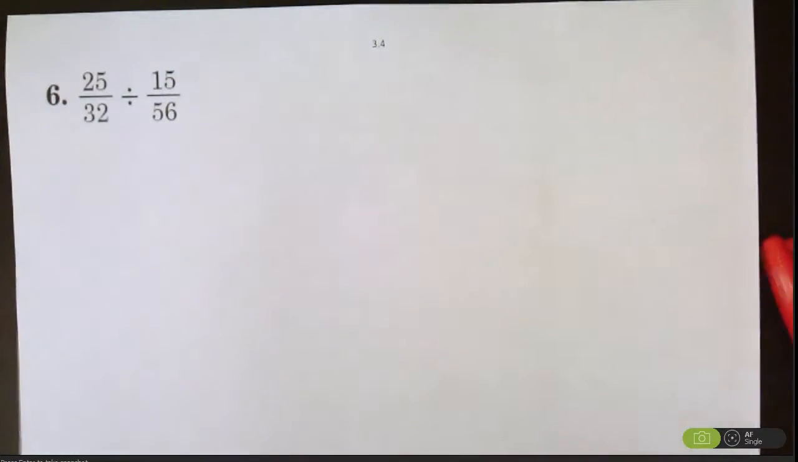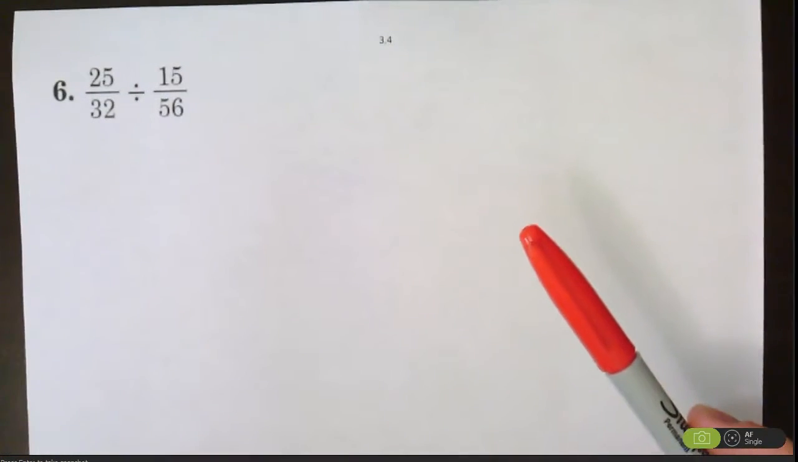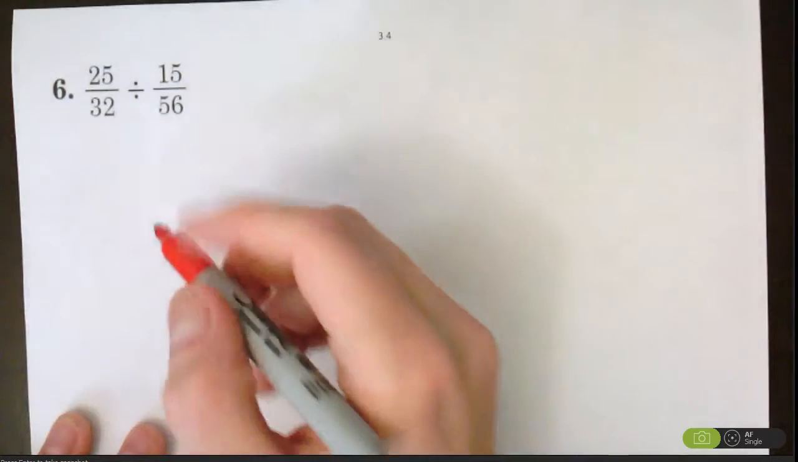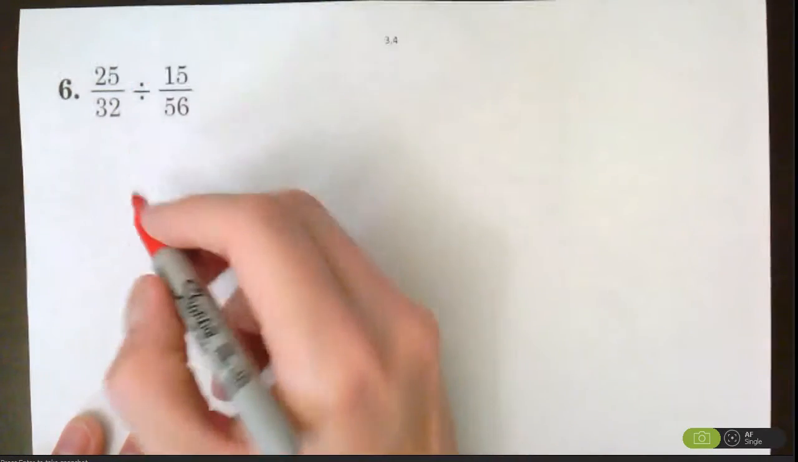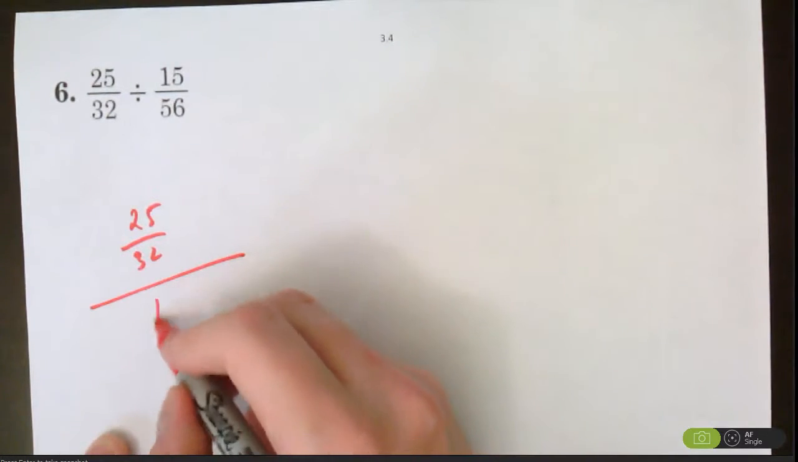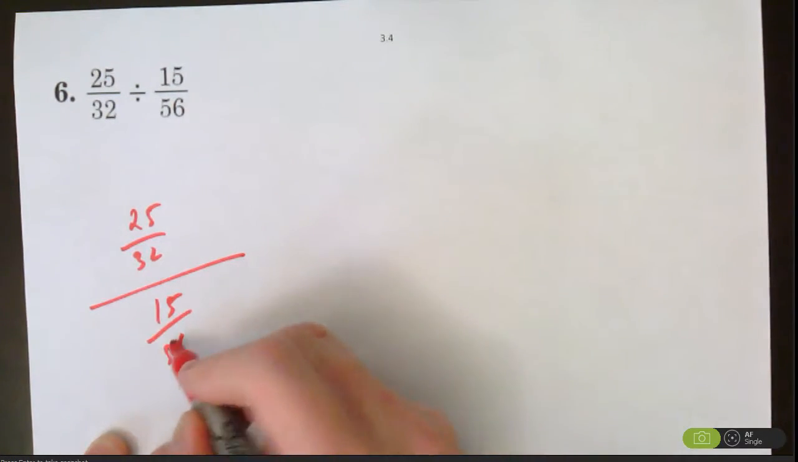Okay, so here we go, 3.4. Multiplying or dividing fractions. Now, real quick before we jump into dividing, let me go through how this works again. What we've got to remember is when I'm dividing, that means it's like a really big fraction. So it's 25 over 32 all over 15 over 56.